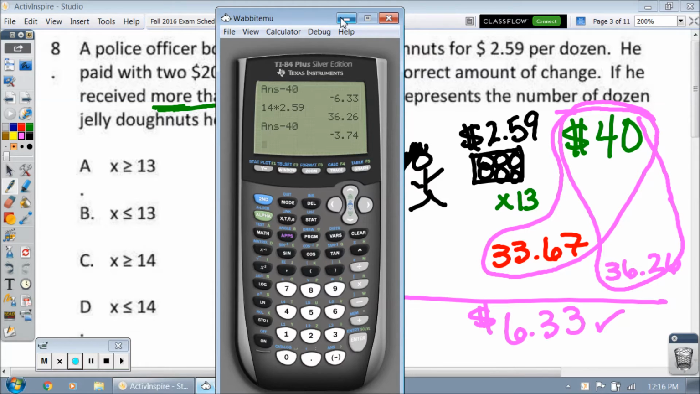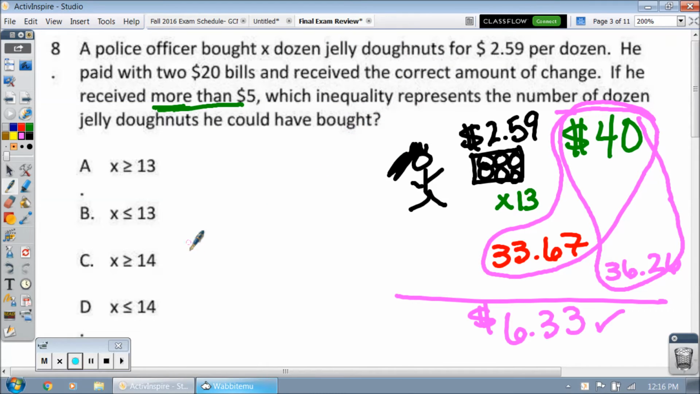So the maximum number, at most, the most he can buy is 13. Can he buy equal to 13? Yes. Can he buy less than 13? Yes, because if you buy less than 13, you're still going to get more than $6.33. So your answer is B.